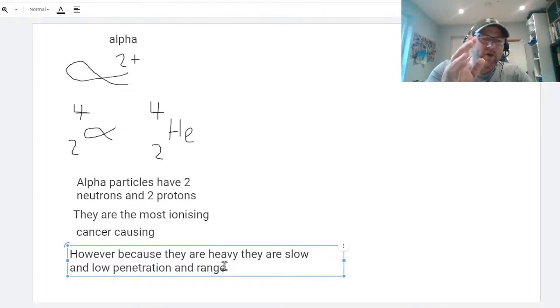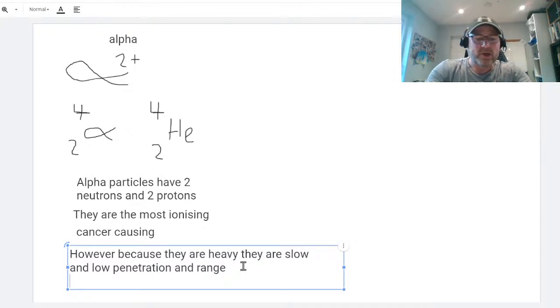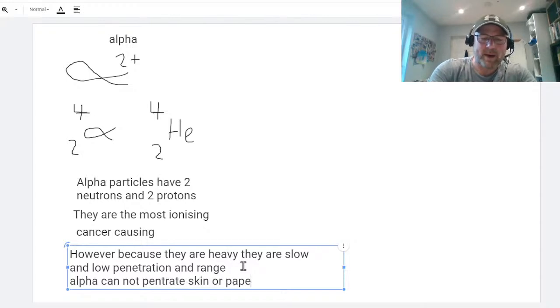Okay, right, they're heavy and slow. Penetration and range is low. You do need to know alpha cannot penetrate skin or paper. So you can block alpha with a piece of paper, and it's really important to know it can't get through your skin.